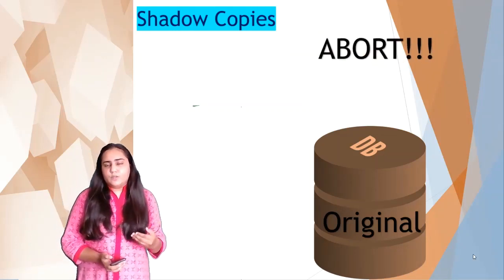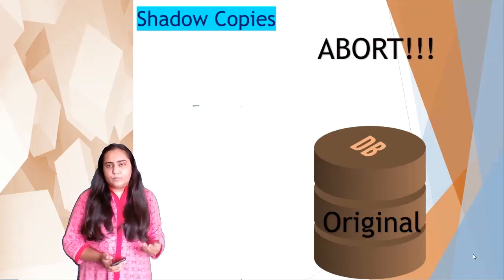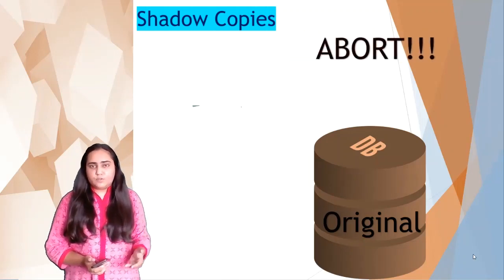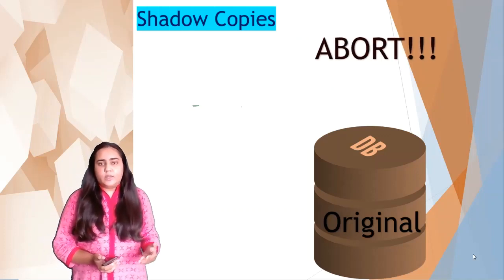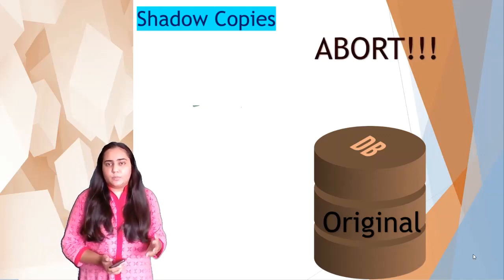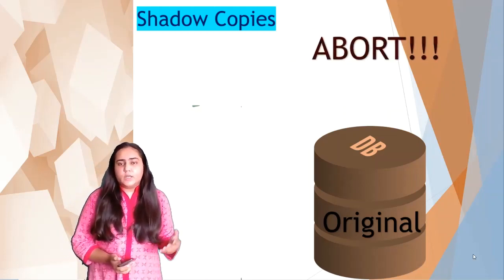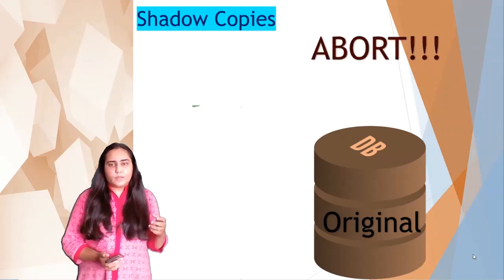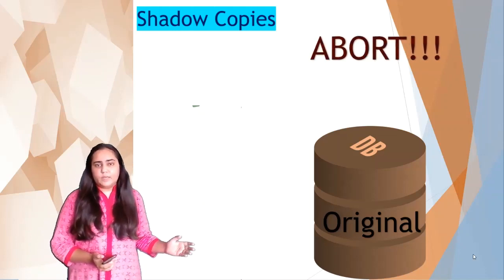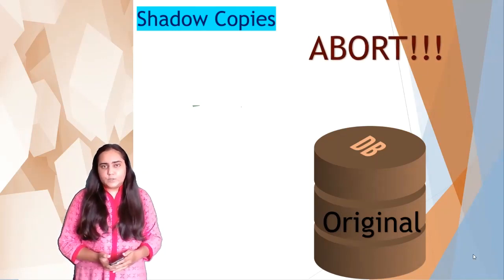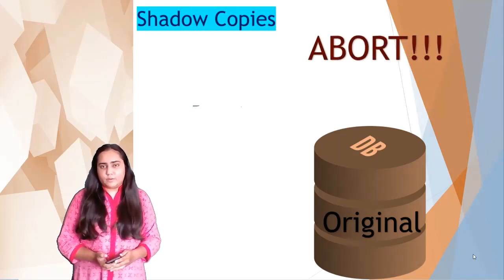And in order to maintain the atomicity property of a transaction, we need to make sure that if a transaction is aborted, then whatever changes were made by the transaction have to be undone. To undo these changes, we need to make sure that the original copy remains as it is, which is very simple, very easy to do in a shadow copying method.